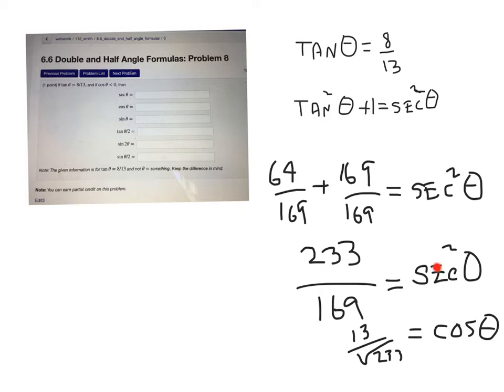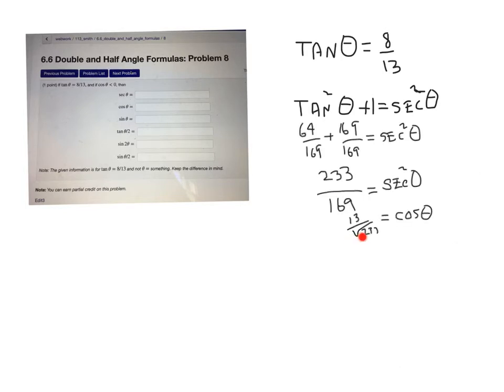Now, secant is the reciprocal of the cosine, so I can turn this upside down to get the cosine, but I also have to take the square root. So that gives me that the cosine of theta is the square root of 169, which was 13, over the square root of 233.